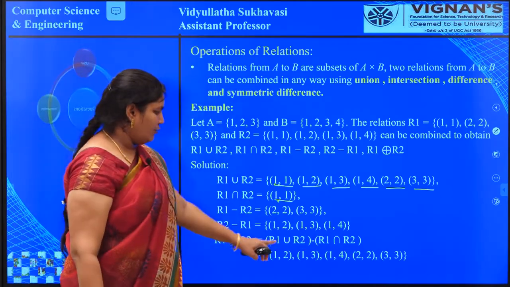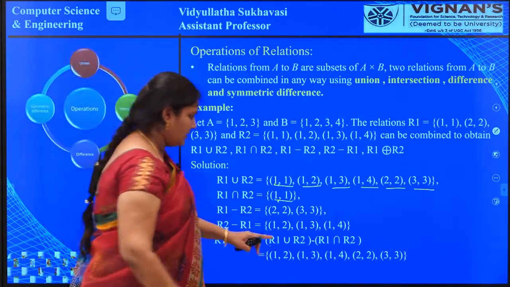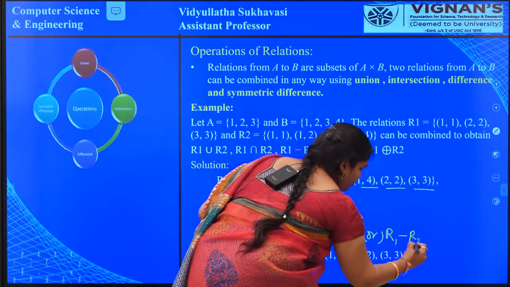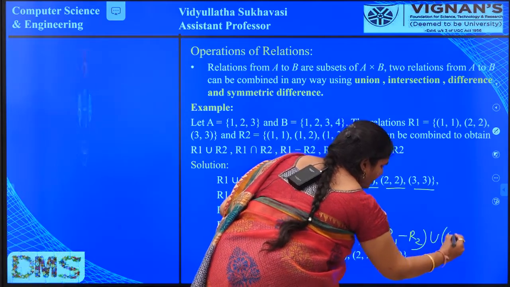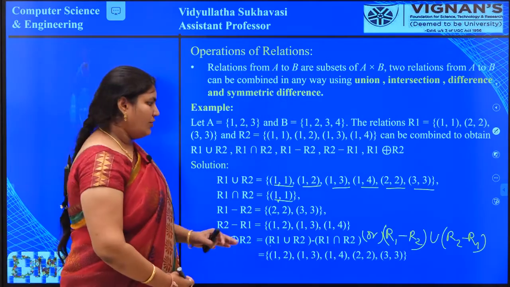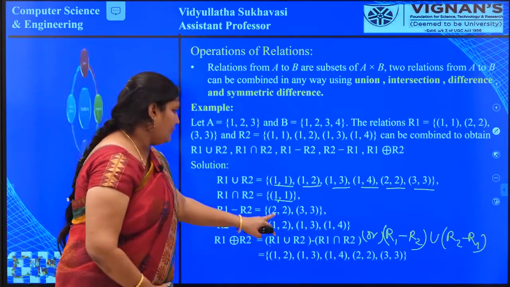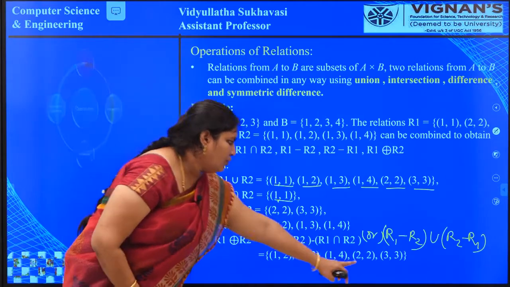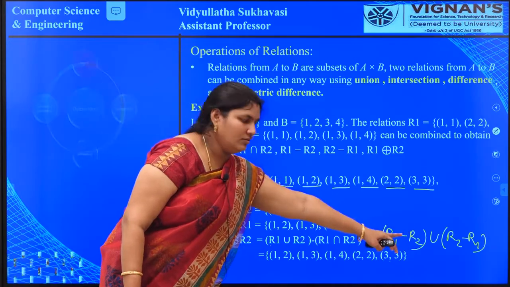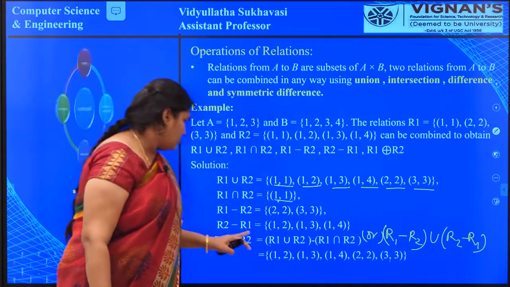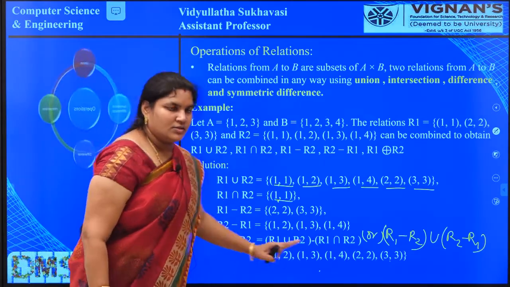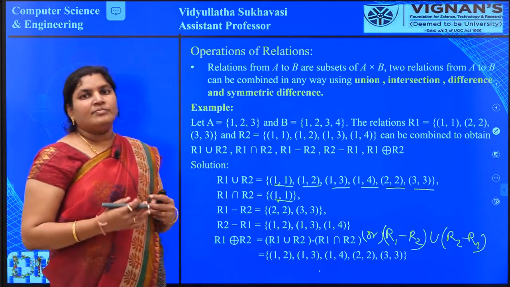Other formula which we are using for finding symmetric difference is R1 minus R2 union R2 minus R1. So we can use this formula also. So here check this, R1 minus R2 means 2 comma 2, 3 comma 3. So 2 comma 2, 3 comma 3 are present here, and union means combining the R2 minus R1 ordered pairs also. In R2 minus R1 we have 1 comma 2, 1 comma 3, 1 comma 4. So we can use both the formulas for finding symmetric difference.